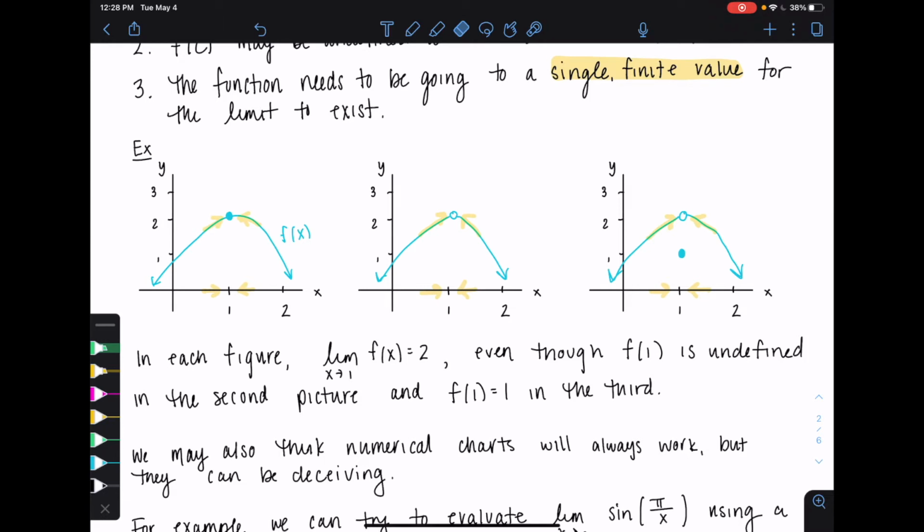One thing that students also tend to fall into a trap of is, in that first problem, I was able to just plug in numbers and get an idea. So we think those numerical charts are always going to work, but they can be deceiving. They're really great to start out with because that's something I can handle before I come up with all of these different laws, but they can also hinder you in the harder problems.